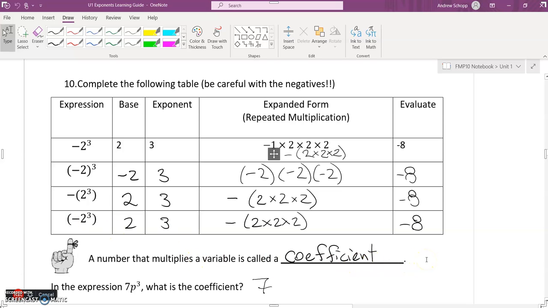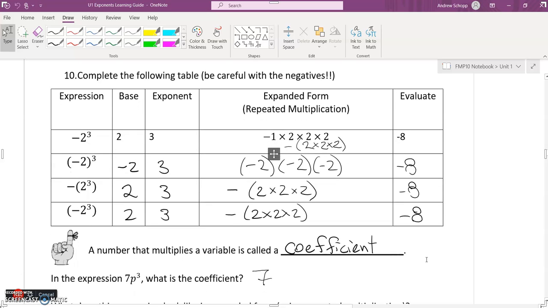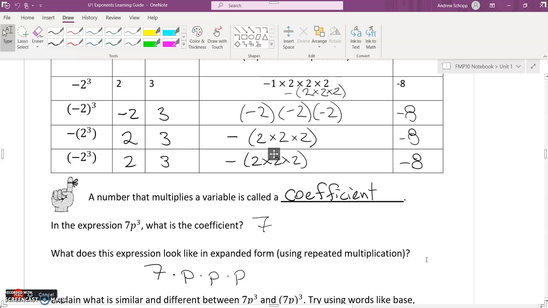Adding a couple little pieces here. A number that multiplies a variable is called a coefficient. So if we're multiplying these powers or any type of variable, the value in front, for example here, 7p cubed, the 7 is the coefficient. And if we were to write 7p cubed out in expanded form or repeated multiplication, we would have 7 times p cubed, which is p times p times p.